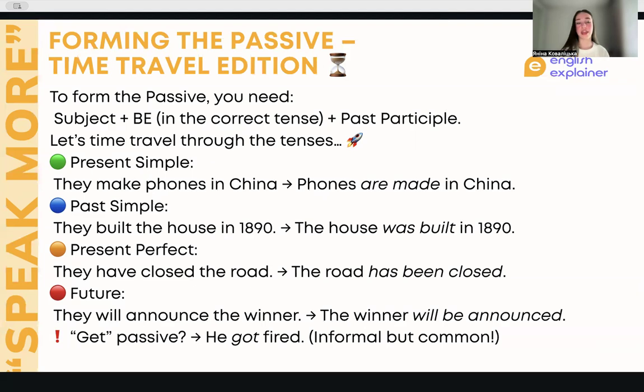Past simple. They built the house in 1890. The house was built in 1890. Present perfect. They have closed the road. The road has been closed. Future. They will announce the winner. The winner will be announced. Also, there is a word get, which we can also put in passive voice, but it's more informal. However, it's common. For example, he got fired.